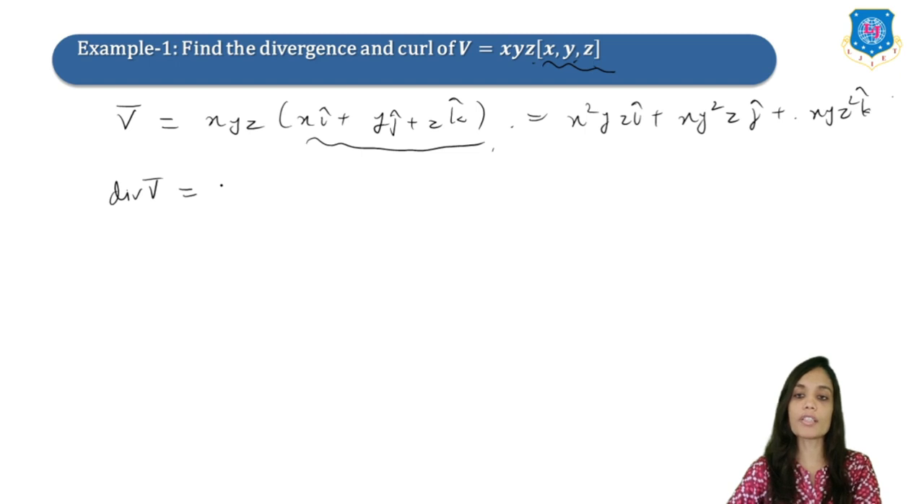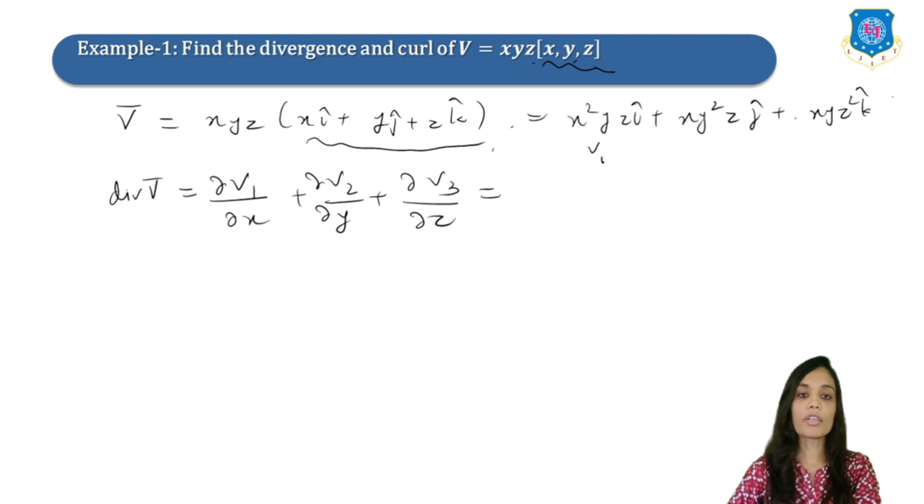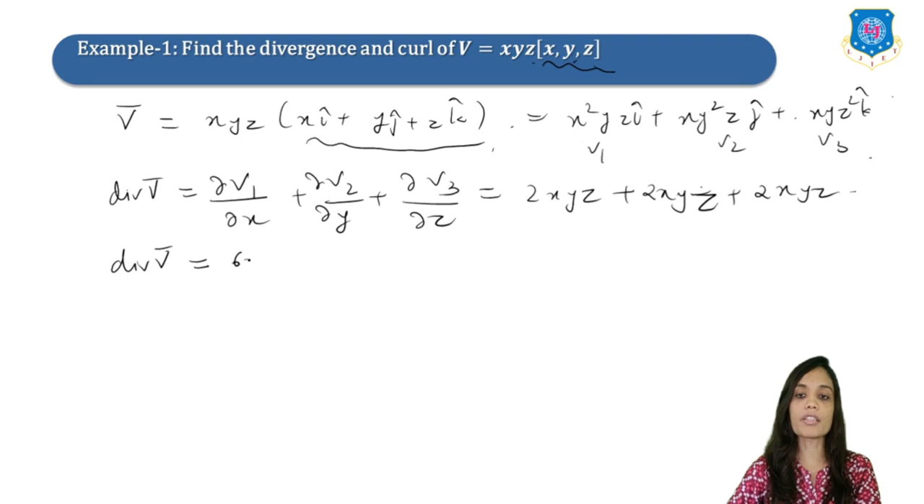Now firstly let us find the divergence of v bar. So the formula is ∂v1/∂x + ∂v2/∂y + ∂v3/∂z. This is your v1, this is your v2, this is your v3. So it will be 2xyz plus, again if I do the derivative of this, it will be 2xyz, and the last derivative will also be 2xyz. So the final answer of divergence of v bar is 6xyz.